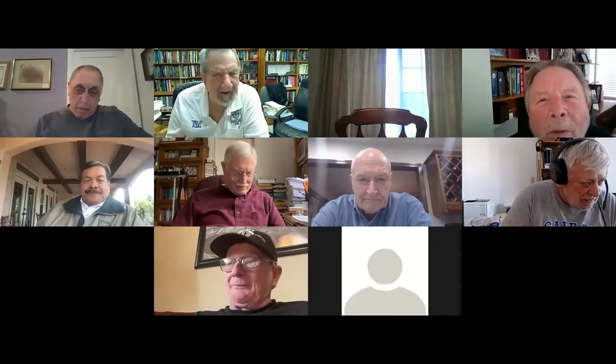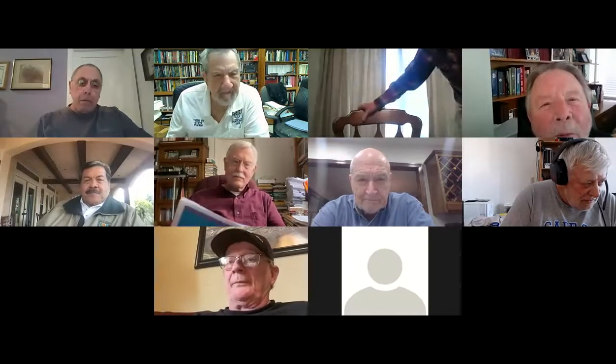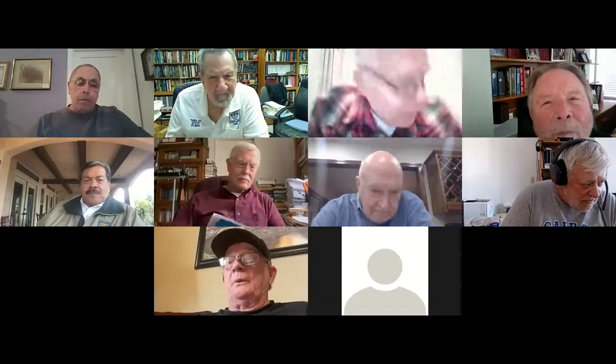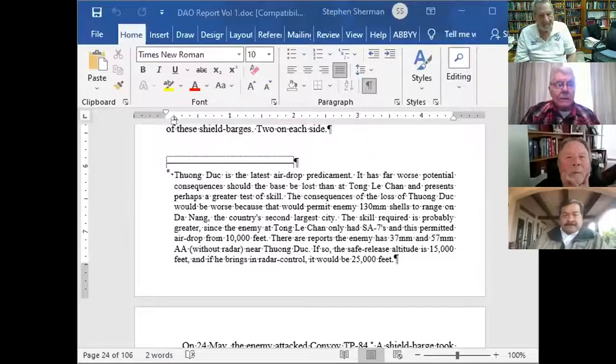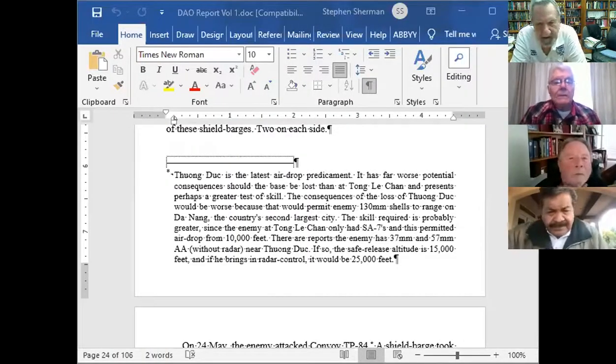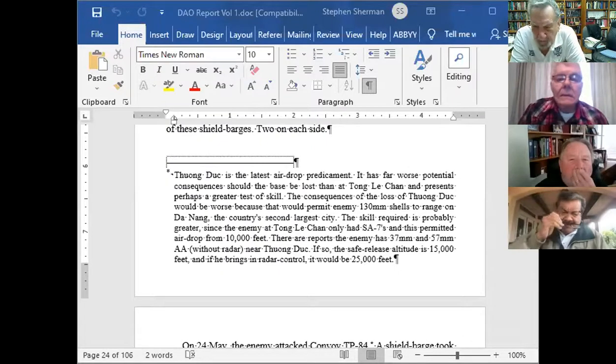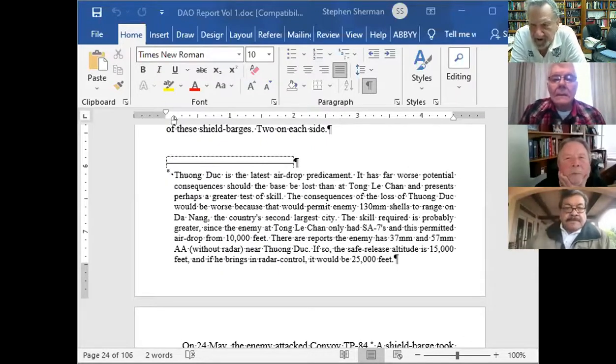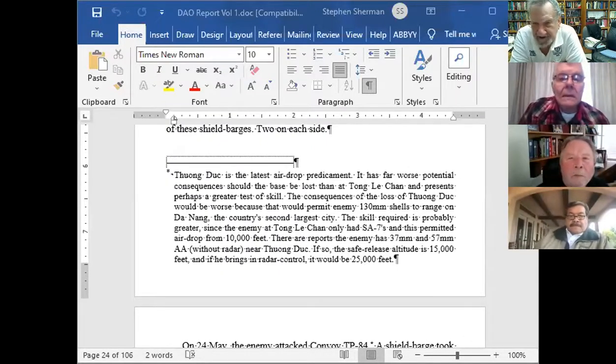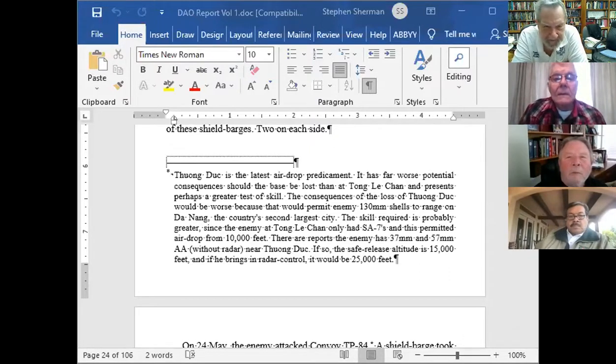Before we get off here, let me show you something I think was pretty interesting. Here's a paragraph from a document I'm working on right now. This is from 1974, so Thang Duc was still a border ranger camp in existence at that time. They're talking about being able to airdrop supplies to Thang Duc in the case of a siege.